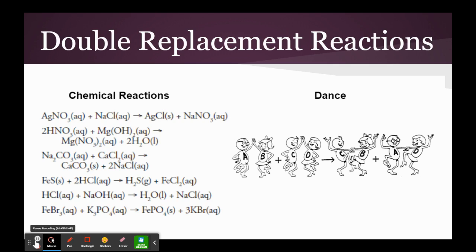Our fourth type of chemical reaction is called a double replacement reaction. So if you look, these are all double replacement reactions. We're starting off with two compounds, and they are made of either a metal and a nonmetal or a metal and a polyatomic ion. And if you look at the products, the metals have switched places with each other. So here, silver is with NO3 and sodium is with chlorine. On this side, silver is with chlorine and sodium is with NO3. So for the relationship analogy, you have two couples here, and for the products, they switch partners.